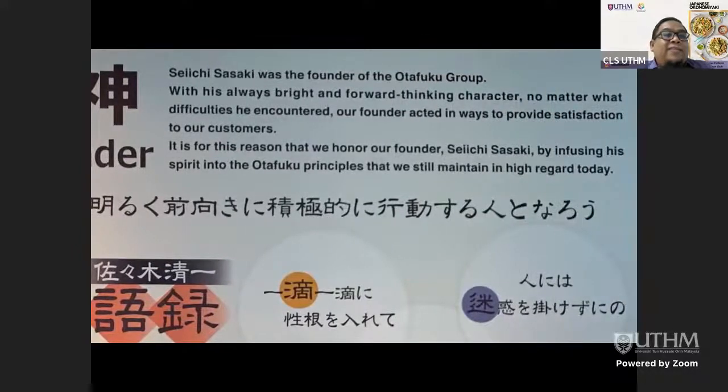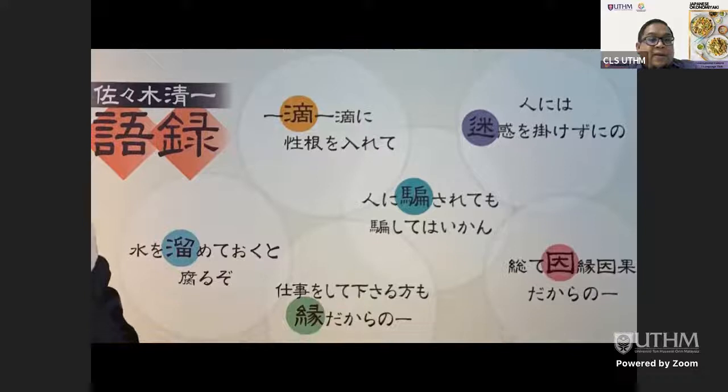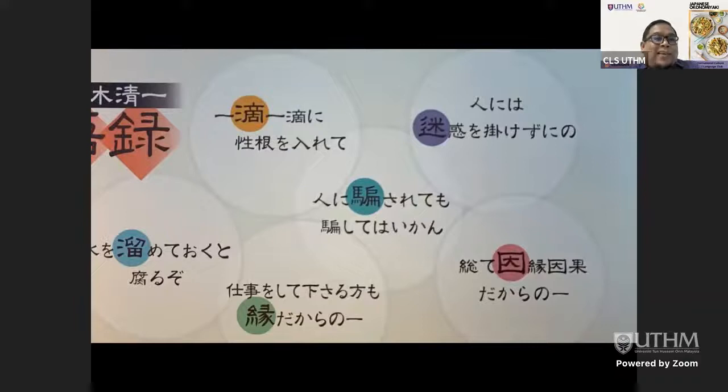Okay, so Seiichi Sasaki was the founder of Otafuku Group. With his always bright and forward-thinking character, no matter what difficulties he encountered, our founder acted in ways that provided satisfaction to our customers. Below you can see these philosophical words that have been shared, but sorry, it's in Japanese. I will explain to you.